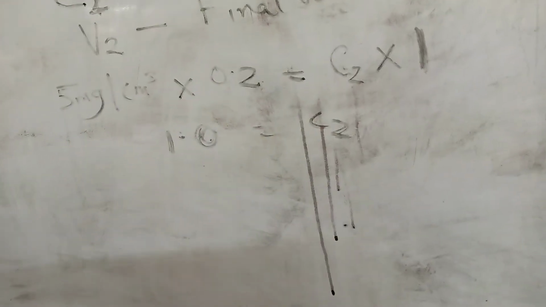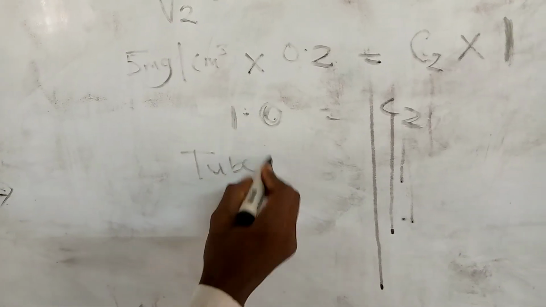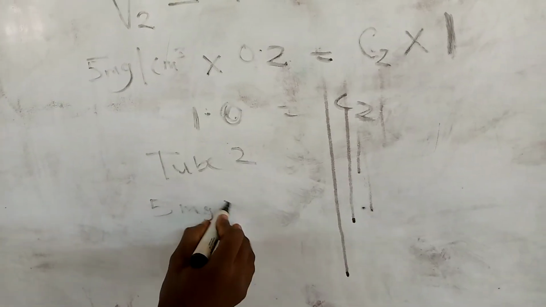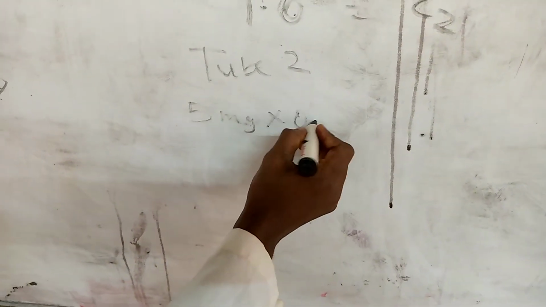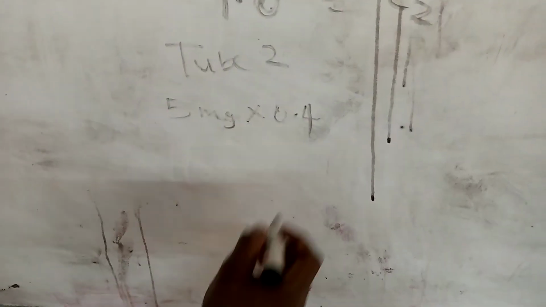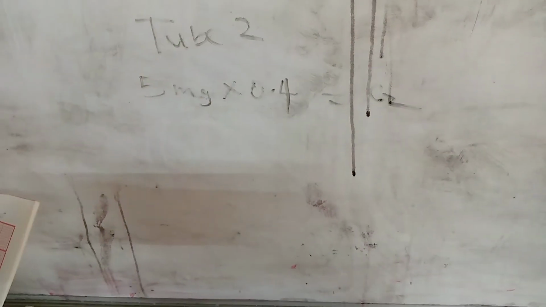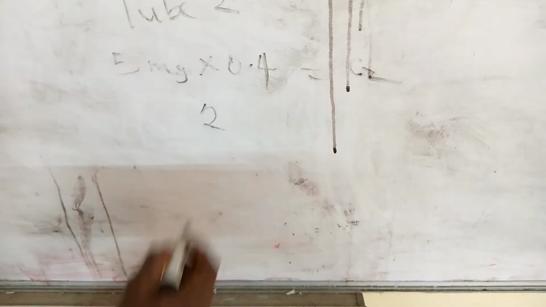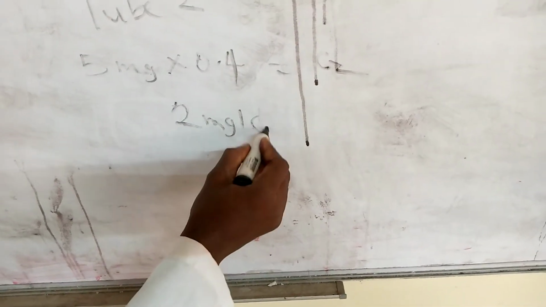So what's going to be our C2 for tube 2? For tube 2, we can just say 5 milligram per mil times the volume that we took from the amino acid, that's 0.4. So it will give me my C2 for tube 2, and that is going to give me 2. So that means in tube 2, my concentration is 2 milligram per mil.